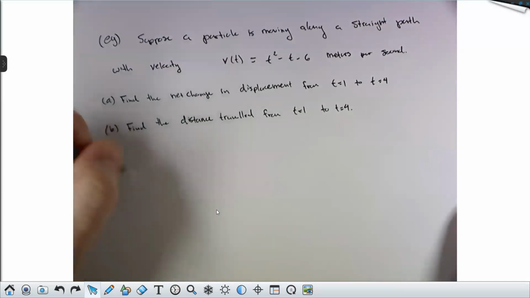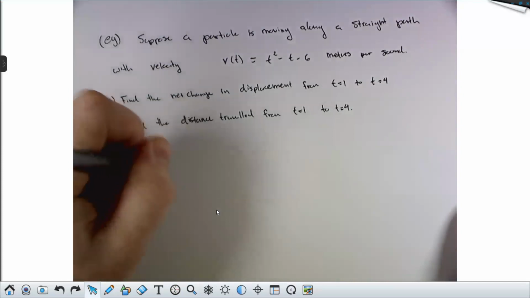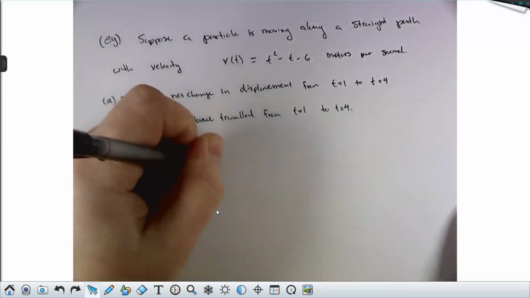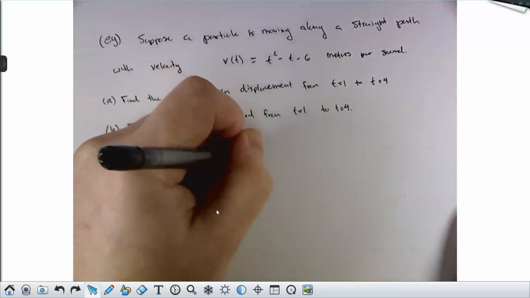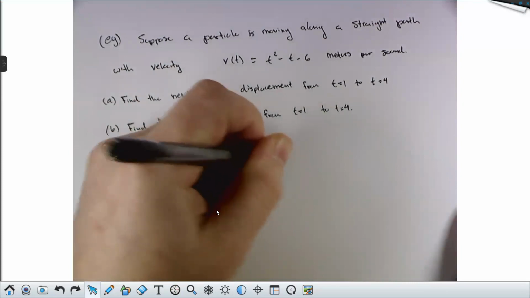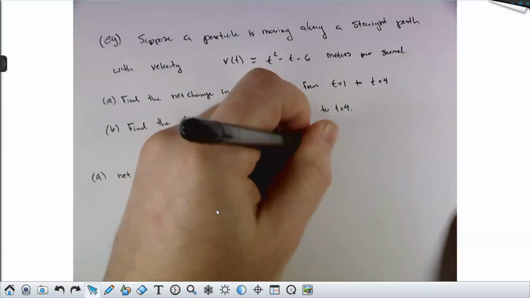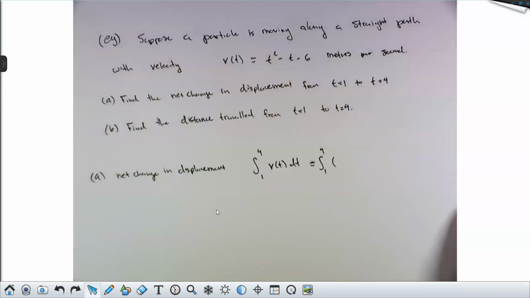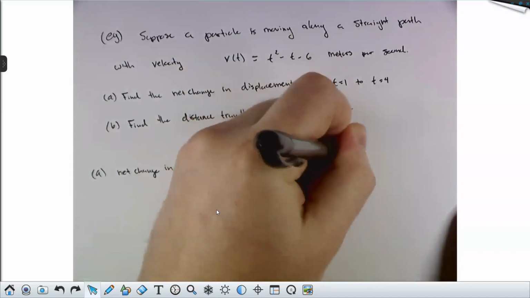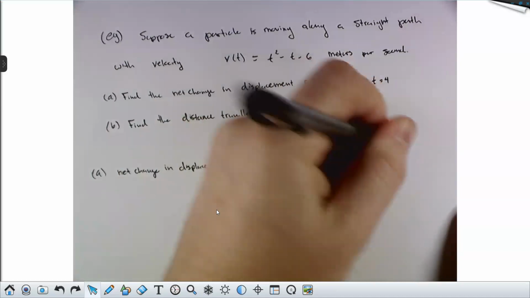So for part A, the net change in displacement would just be the integral from 1 to 4 of v of t dt, which is the integral from 1 to 4 of, remember, we should always put our integrand in parentheses, t squared minus t minus 6 dt.